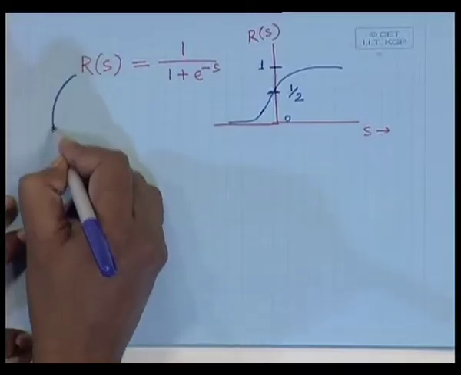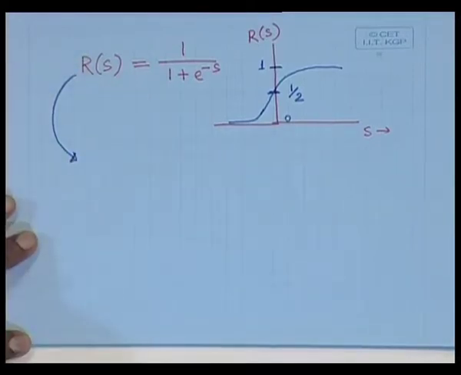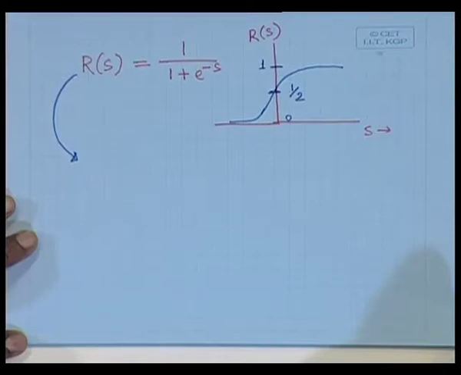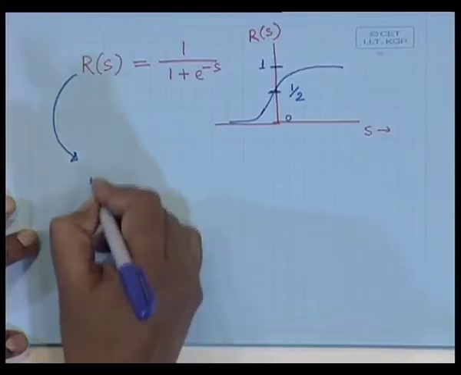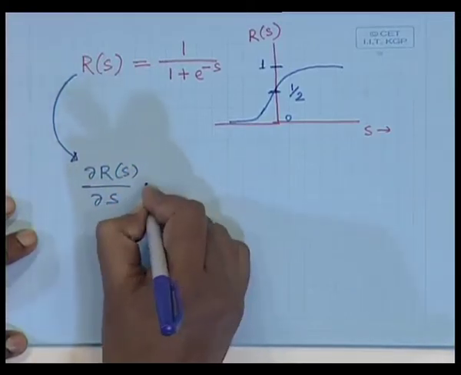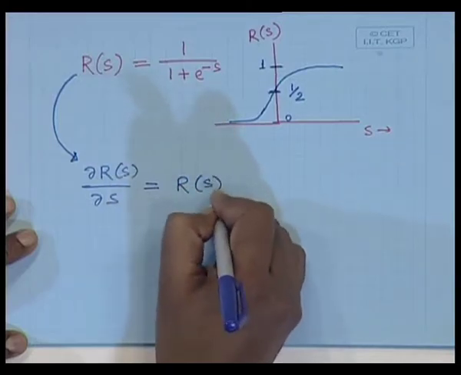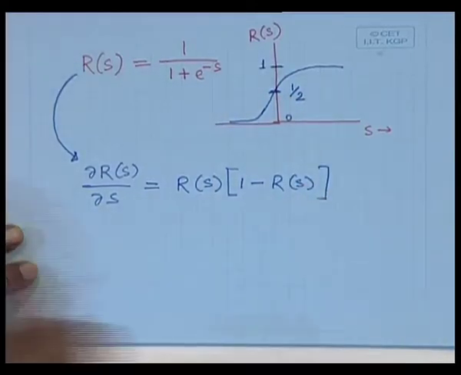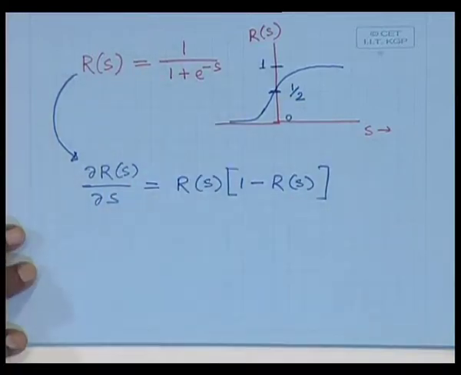The advantage that we get by using this type of nonlinearity is that this function is differentiable. In case of hard nonlinearity, because I have a discontinuity at S equal to 0, it is not differentiable. Whereas, this function being a continuous function, it is differentiable, and not only that, if I take the differentiation of R(S), del R(S) by del S, that gives us a very simple form. This is nothing but R(S) into 1 minus R(S). If you differentiate this R(S) with respect to S, you will get this sort of output, right.